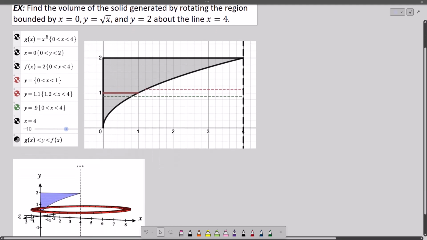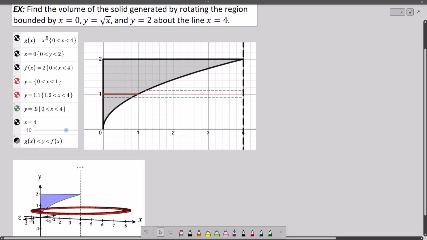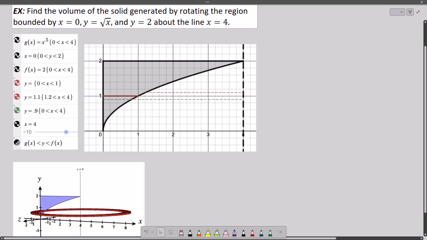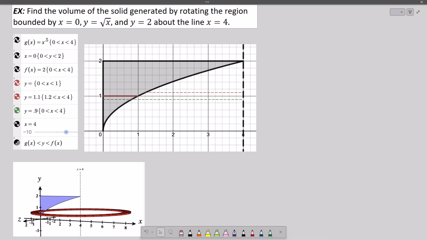Okay, so here's another one. Stop moving. Okay, so square root function. And then x equals 0, y-axis. Y equals 2, horizontal line. So there's our region, our bounded region. And now we are going to be totally crazy and rotate around this line over here. That's going to be our axis of rotation. We're going to go around that.